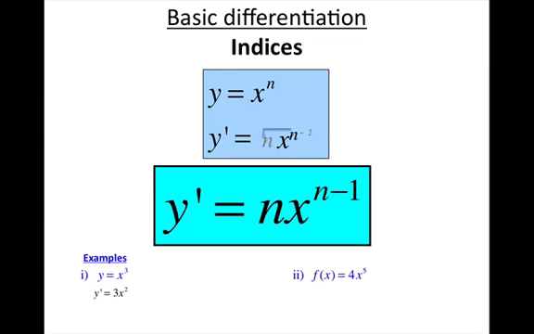Let's try f of x equals 4x to the 5. So we bring down the power, so we bring down the 5, which times us by that 4. So it'll become 20x to the minus 1 from the power. So minus 1 from the 5 is to the power of 4.